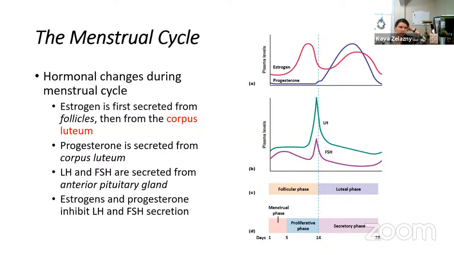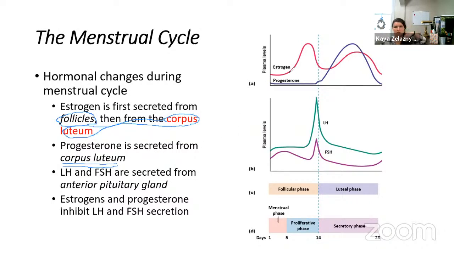So estrogen can come from two places. It can come from the follicles at first, the follicles that are developing, so that outer layer basically surrounding our oocytes. And then it can also come from the corpus luteum. So that's going to come from two places. Progesterone, however, comes only from the corpus luteum.